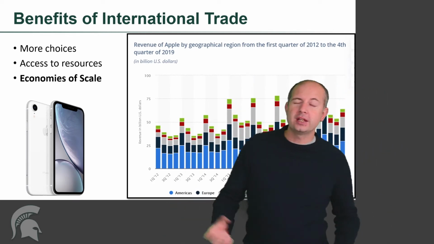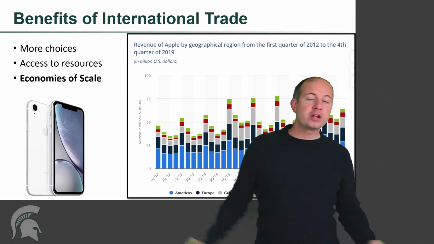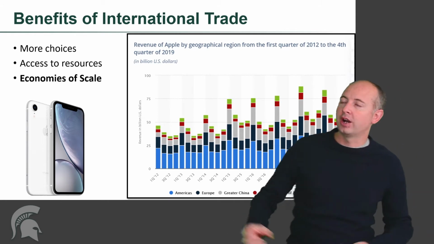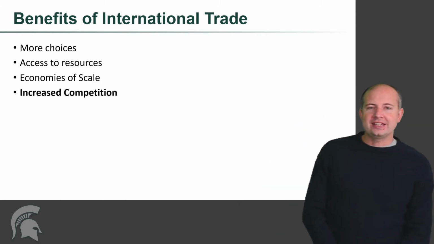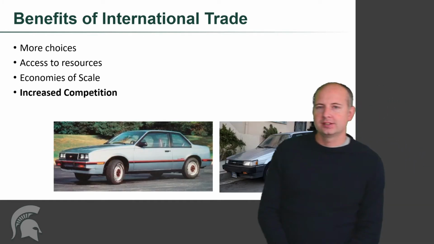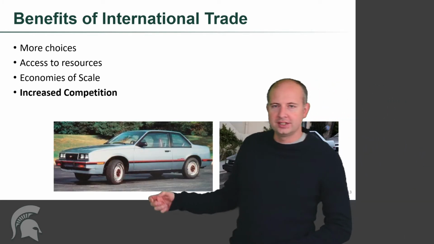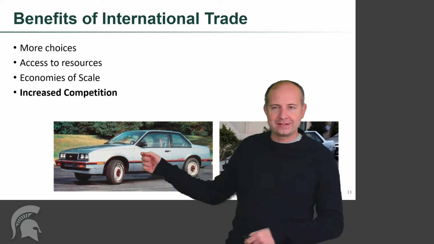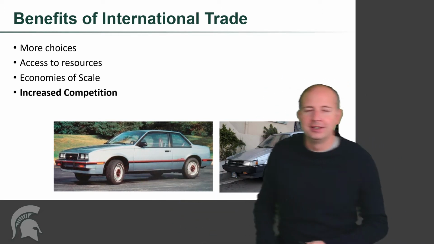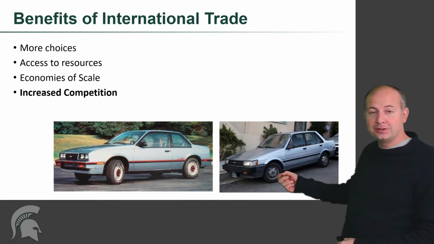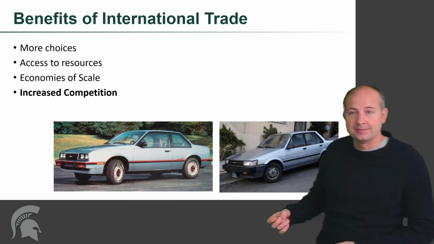And this presumably allows Apple to make more frequent updates to the iOS, spend more effort making a better iOS. The next benefit is increased competition. So this beautiful car here is a Chevy Cavalier, I think from 1984. Best-selling car in America. You can see why. This right here is an equally beautiful Toyota Corolla from around the same time.